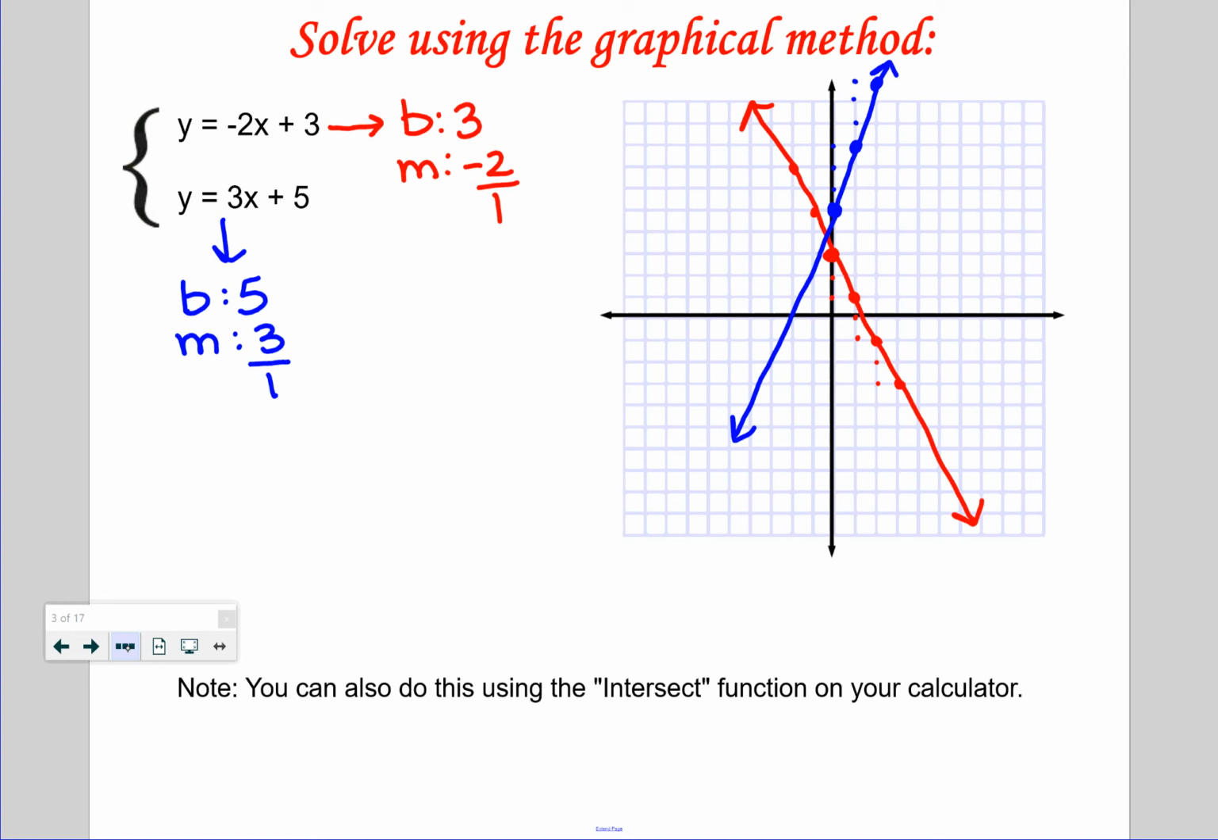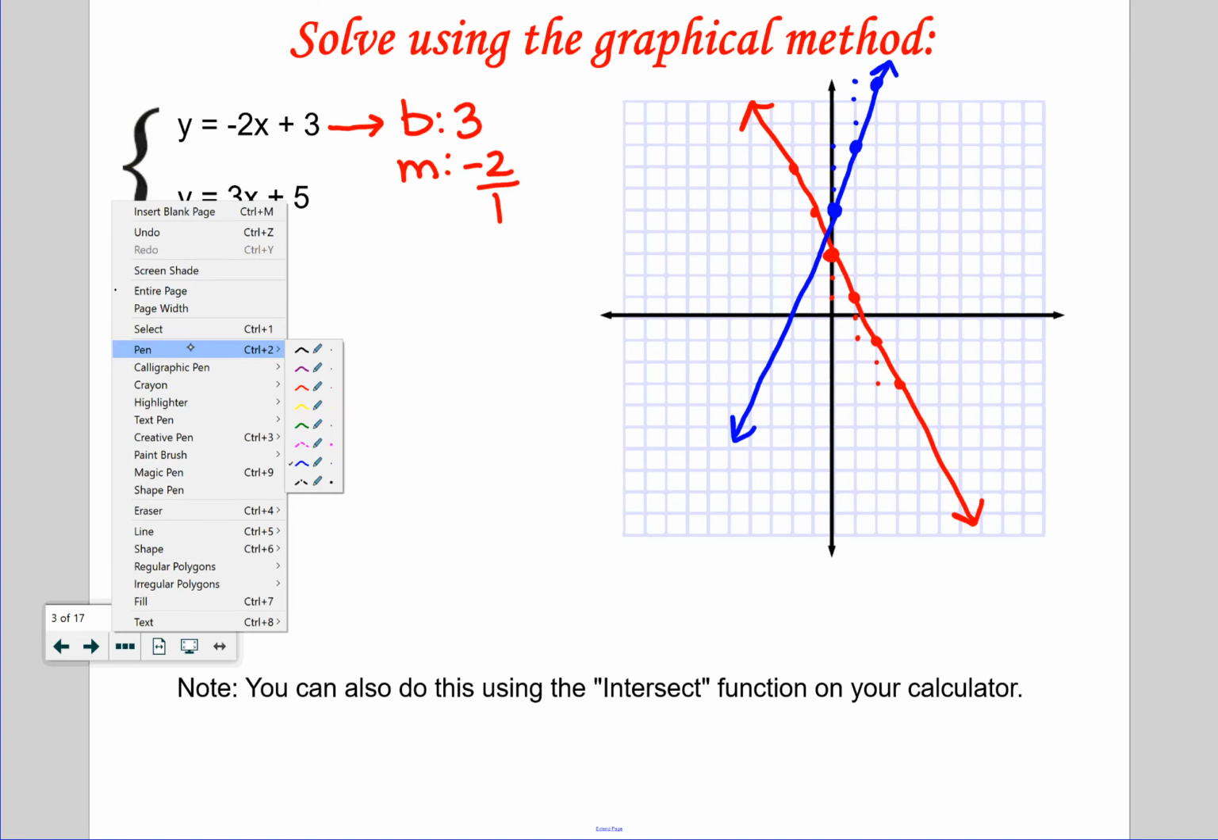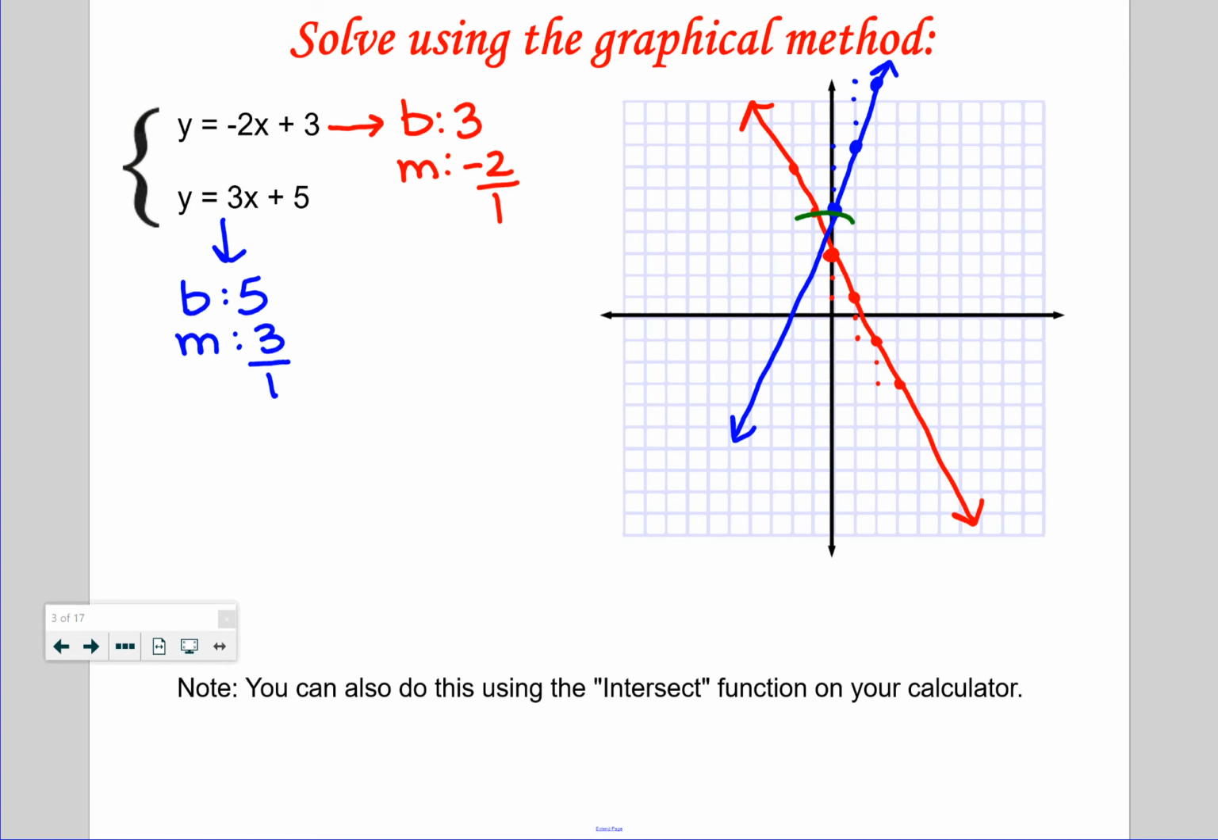What we're looking for in a system, remember, is the point that they have in common, or the set of x and y values that work in both equations. So you can see that somewhere close to the y-axis in this example. If I had to approximate it, I might say something around -0.5 and maybe 3.5. Again, that's just an approximation. Graphing in most cases is not a very accurate method, but it's nice to see the visual, which is why we always start with this method.